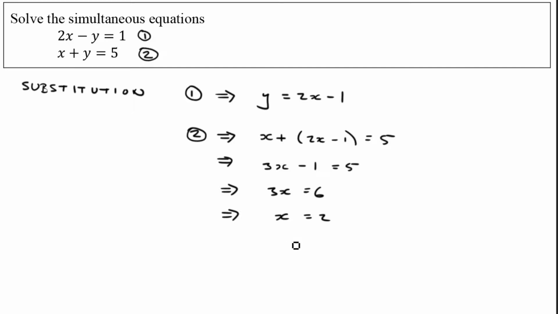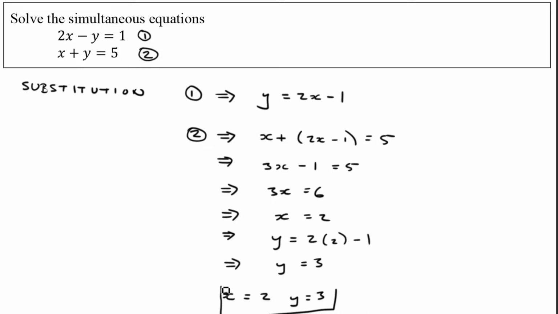Now we don't just need the value of x, we'll need the value of y as well. So using our rearranged version of equation 1, y is 2 lots of x, which we now know to be 2, subtract 1, in other words, y is 3. And it's a good idea to write a conclusion at the very end so that nobody has to dig through all of our working to find the values of the variables under question. So here we are, x is 2, y is 3.